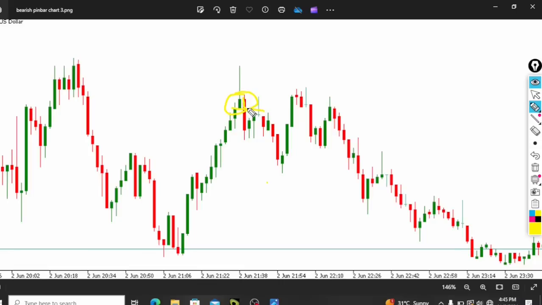Look at the second pin bar that formed after the red candle moved down, and then retested itself, trying to move up. Then a second pin bar with a very small body also formed. So you see these two short blue candles, they formed there, and they were not able to move up at all. So it's just a minor attempt to go to the upside.